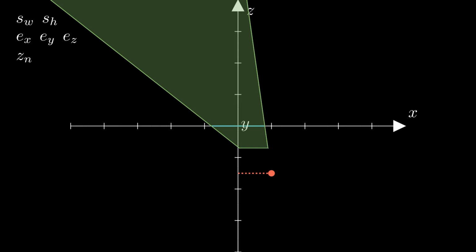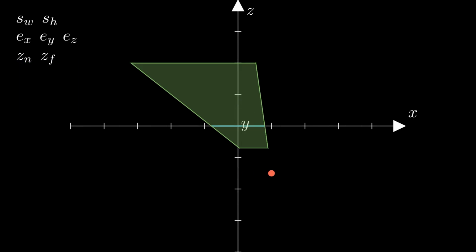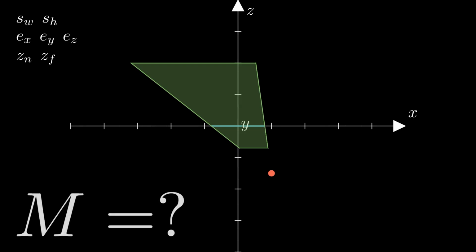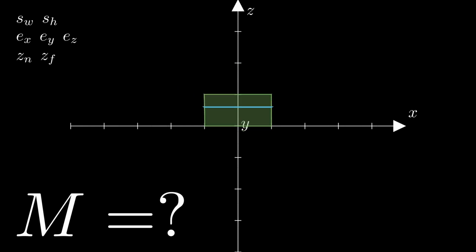Although technically not necessary, we also define the far plane at a distance of zf from the viewer's eye. Similar to the nearplane, the far plane specifies the maximum distance at which objects are visible. Now, the goal is to find the matrix M that transforms this frustum into a half cube, where the x and y values range from -1 to 1 and the z values range from 0 to 1.